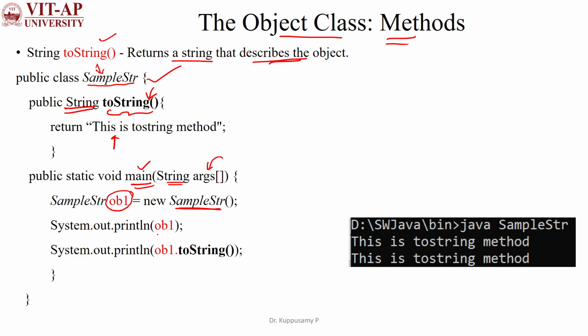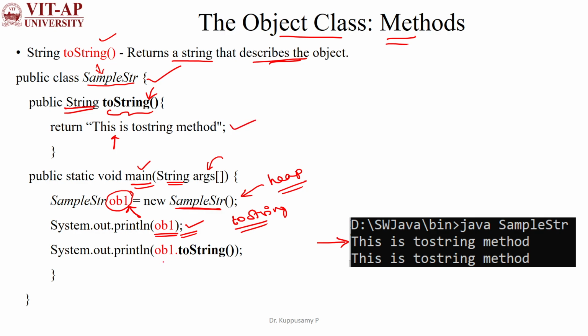After that I just call ob1. Here ob1 is created, and memory will be allotted in the heap data structure. When I call ob1, in the background the JVM, Java virtual machine, converts it into a string, so it automatically calls the toString method. That's why you see I am getting the toString method value here.